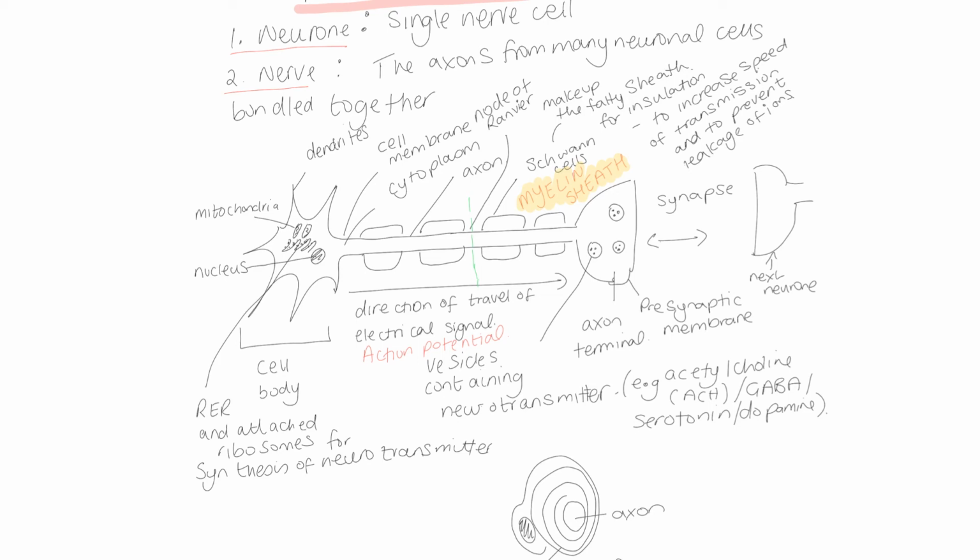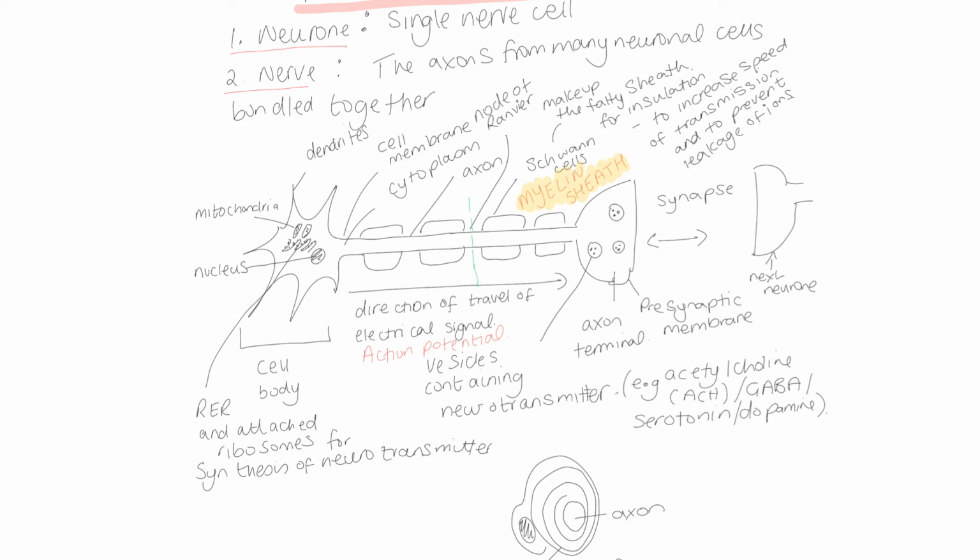The arrival of the action potential at the axon terminal will trigger these vesicles to move towards and fuse with the presynaptic membrane. When they fuse with the presynaptic membrane, that will release the neurotransmitters into the synaptic cleft, and then they'll diffuse across the synaptic cleft, and when they reach the postsynaptic membrane on the next neuron, that will trigger the production of a new action potential on the next neuron. So that is the basic generalized structure of a neuron.